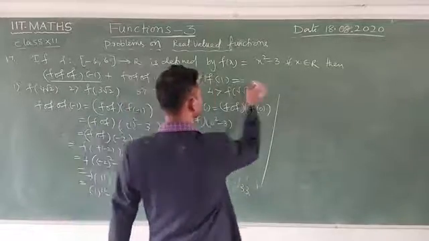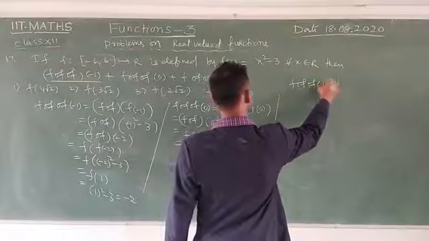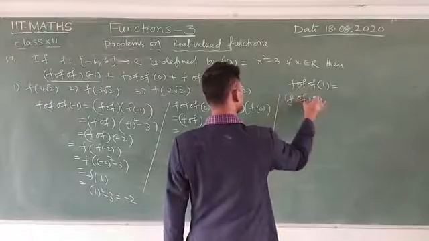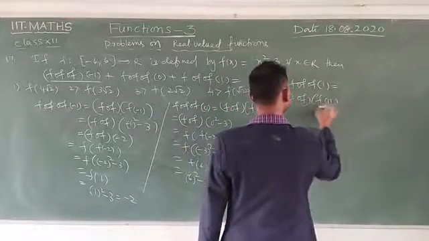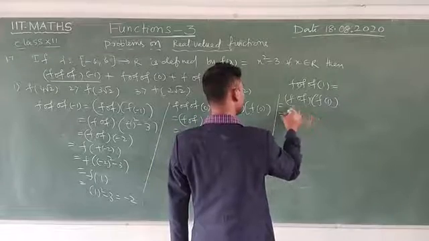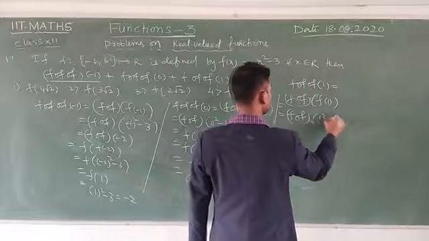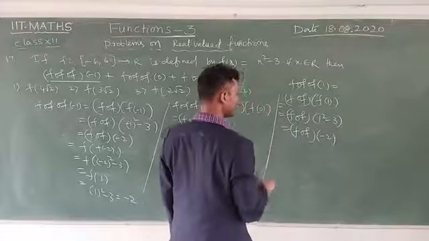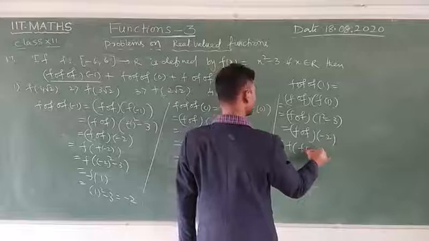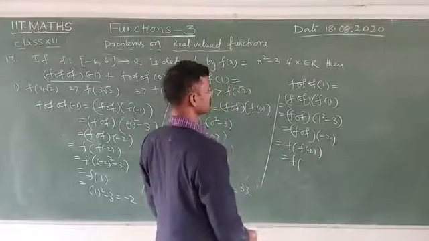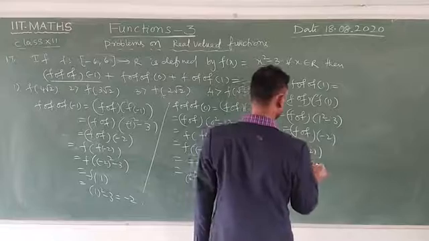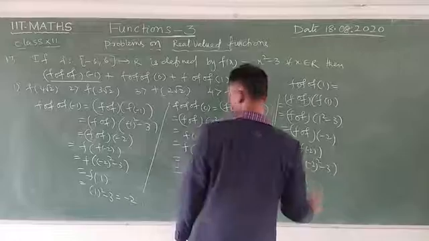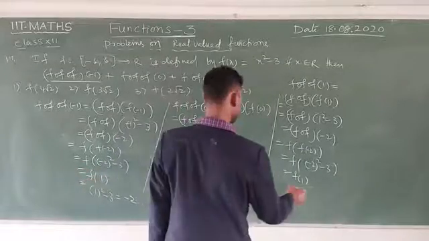Now last one, f circle f of 1. Then this is rewritten as f circle f of 1. Then f of 1 means 1 square minus 3. Now 1 square 1 minus 3 means minus 2. Now f of minus 2 is equal to minus 2 square minus 3. Here 4 minus 3 is equal to 1. F of 1: here f of 1, we already know this is minus 2.